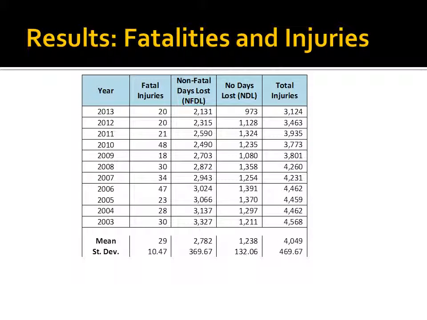Again, hitting on fatalities and injuries, this is a graph that depicts the total number of fatal injuries, the NFDL, the NDL, and total injuries to go along with our graph shown on the previous page.